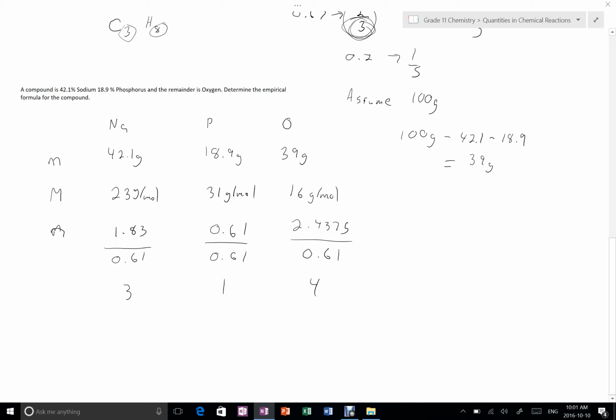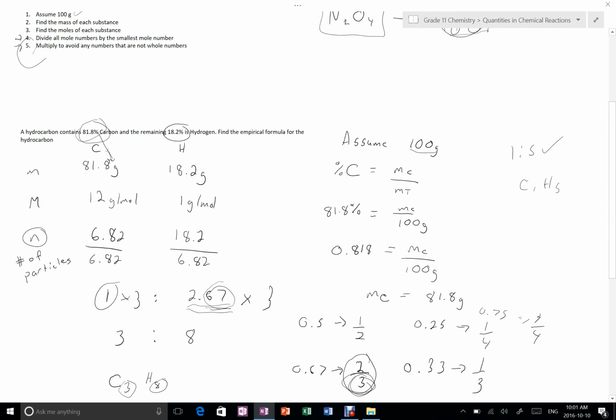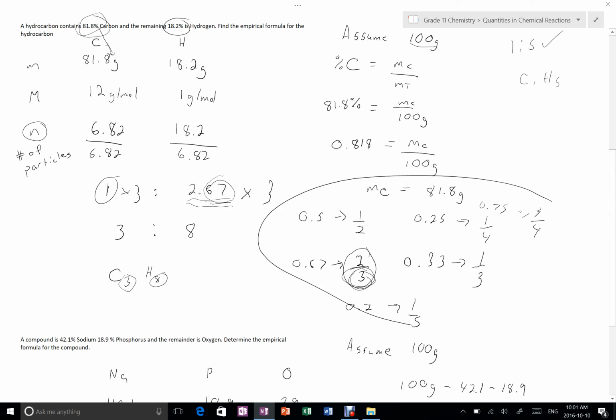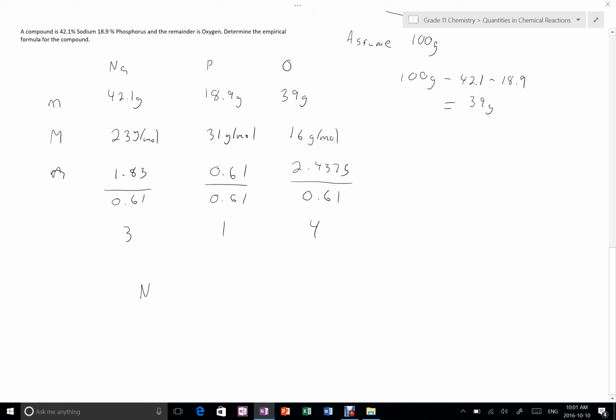Okay, so look at that. I don't have to do step 5. I don't have to look for these annoying fractions unless they pop out. If they don't pop out, then great, my problem's done. 3 sodiums, 1 phosphorus, and 4 oxygens. So that is my empirical formula for that compound.